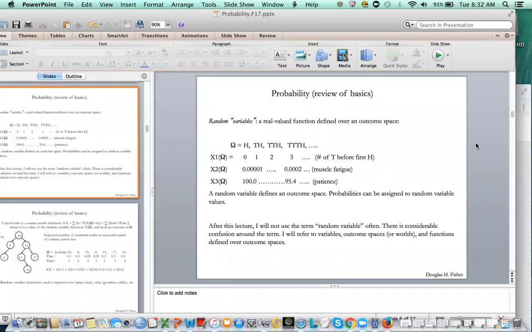A random variable itself defines an outcome space, and you can assign probabilities to those outcomes. So we could assign probabilities to the outcome space defined by a function X1 or X2 or X3 in each case. I'll probably use the term random variable from time to time, but not too frequently. And after this lecture, there's a lot of confusion in that term. It's often used incorrectly, even by people that work in the field.